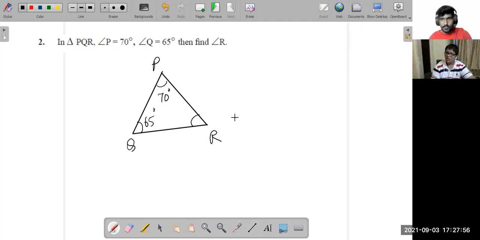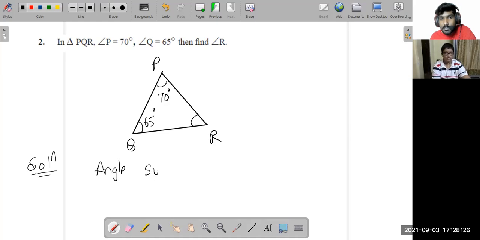Sir, all triangles are supplementary. No, what do you mean by that? You mean the measure of all the angles in a triangle is supplementary, that is 180 degrees. So that means, this is also called angle sum property. So angle R is 45 degrees.